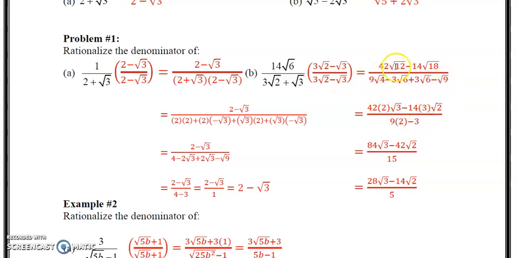So let's simplify this. 12 can become 2 root 3, so it's 84 root 3. 18 becomes 9 times 2, which is 3 root 2. Multiply negative 14, you get negative 42, so we get 18 root 3 minus 42 root 2 all over 15. Then we have to look for common factors of the coefficients. These are divisible by 3, so 84 divided by 3 is 28, 42 divided by 3 is 14, and 15 divided by 3 is 5.